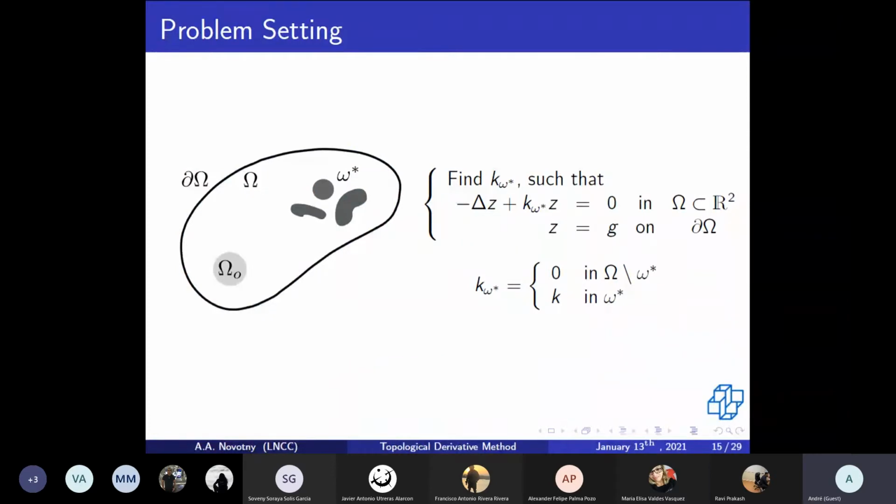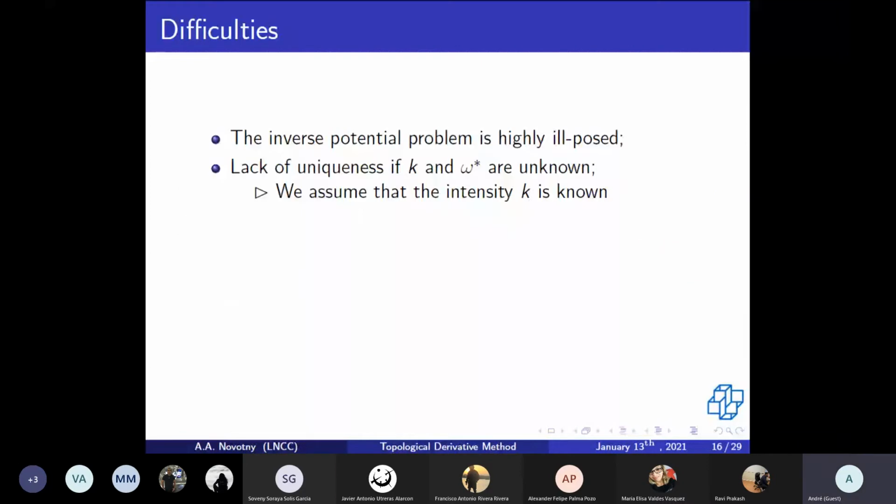So the direct problem is governed by this PDE, where zeta is solution to this boundary value problem with some boundary excitation given by J. We suppose that this anomaly has compact support on small omega star. So this inverse problem is the opposite.